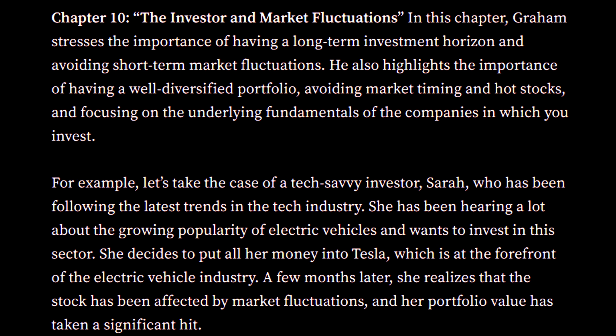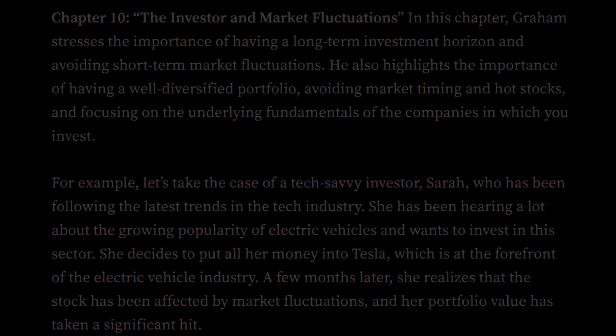For example, let's take the case of a tech-savvy investor, Sarah, who has been following the latest trends in the tech industry. She has been hearing a lot about the growing popularity of electric vehicles and wants to invest in this sector. She decides to put all her money into Tesla, which is at the forefront of the electric vehicle industry. A few months later, she realizes that the stock has been affected by market fluctuations, and her portfolio value has taken a significant hit.